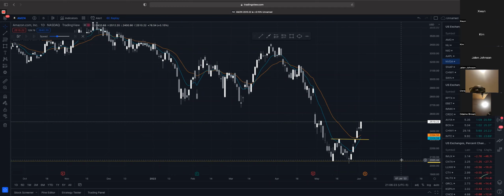Also, Amazon is about to be a stock that we can trade. Amazon can do a stock split, so we're about to be able to trade Amazon if you have a small account. So Amazon is about to go on the small account list.